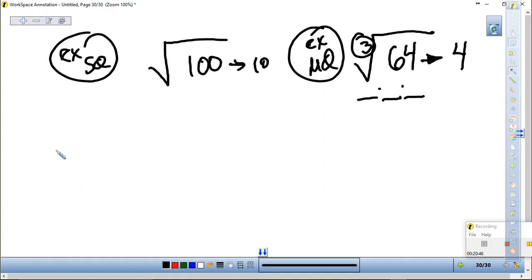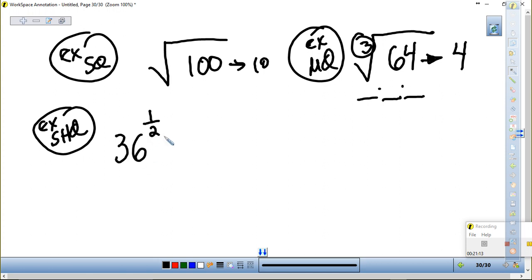Is this fairly simple? Yes. Let's kick it up a notch. Example, Shazam cube. Let's see. How about 36 to the 1/2 plus 27 to the 1/3.